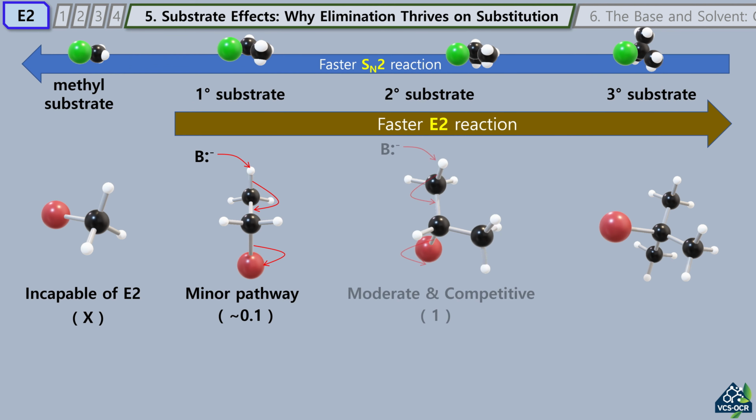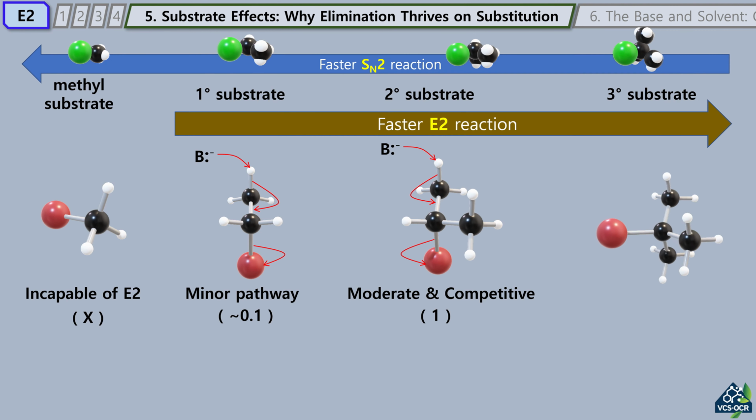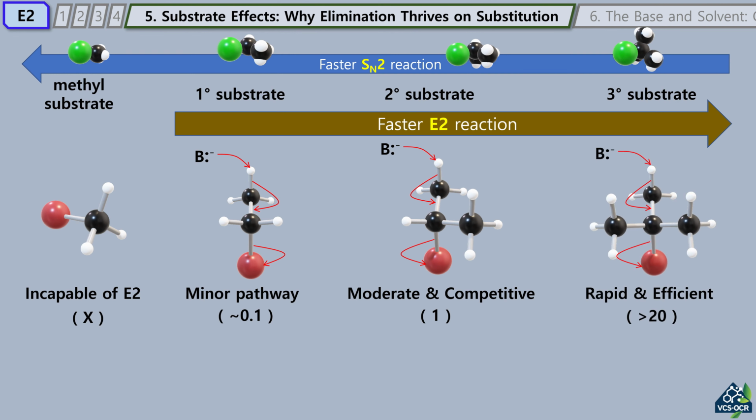Secondary substrates occupy a mechanistic crossroads, where SN2 and E2 pathways may compete depending on base strength, steric demand, solvent, and temperature. Tertiary substrates, however, are ideally suited for E2 under strongly basic conditions. The backside attack required for SN2 is sterically blocked, while elimination leads to a highly substituted and therefore more stable alkene. As a result, E2 proceeds rapidly and efficiently.